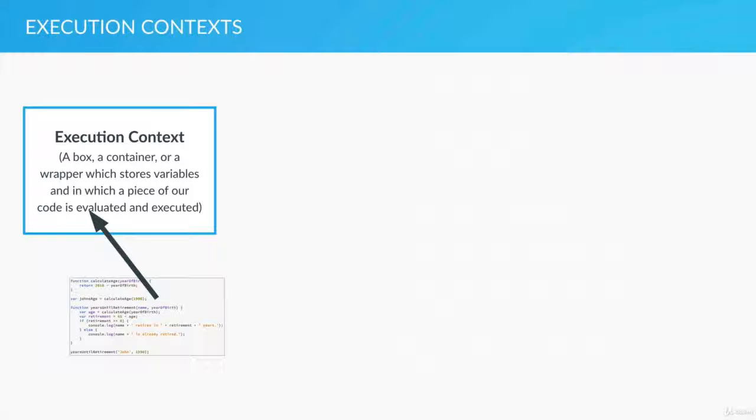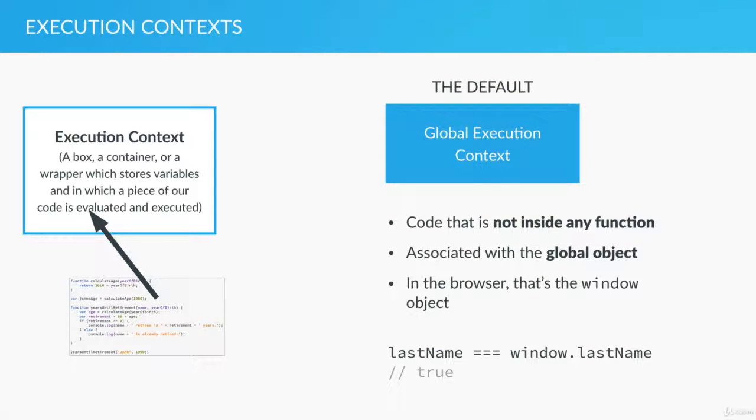Now, the default execution context is always the global context. Remember that I said that an execution context is where a piece of code is executed. Well, in a global context, all the code that is not inside of any function is executed, and this is very important. So again, the global execution context is for variables and functions that are not inside of any function.